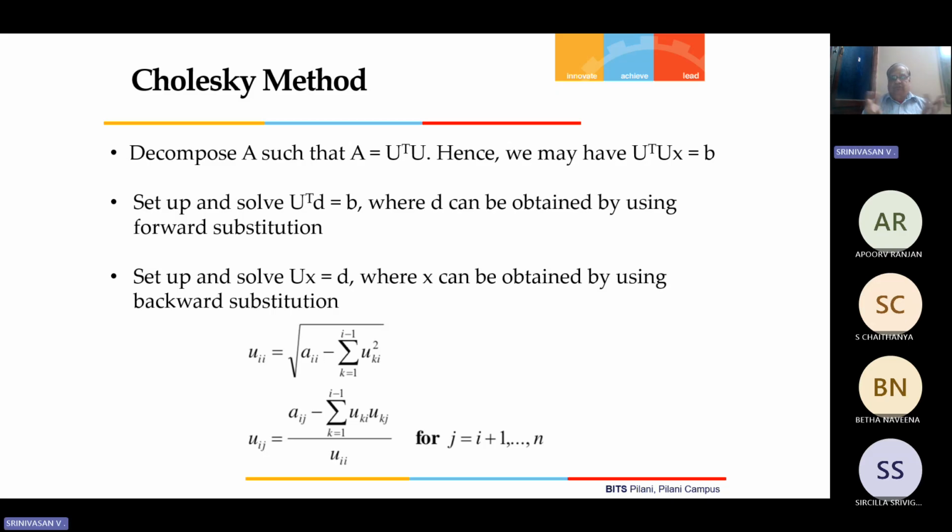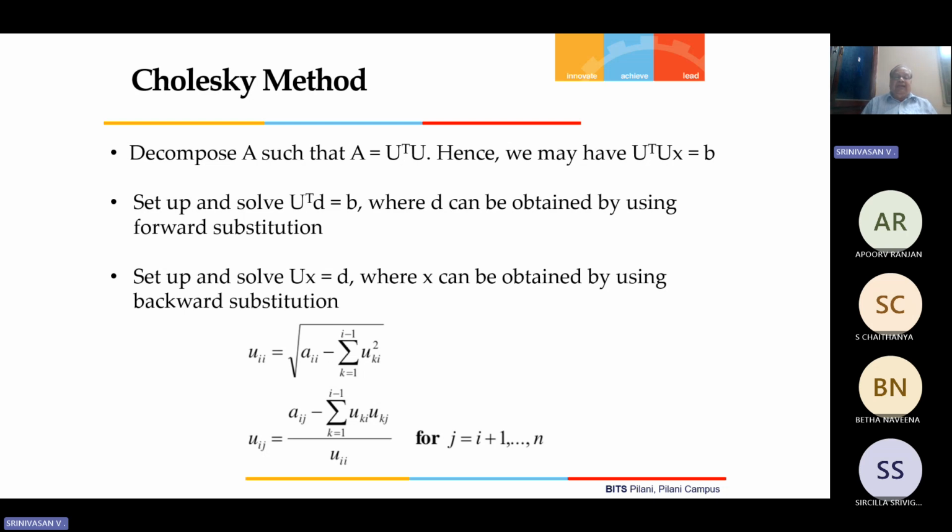The Cholesky method, as before, is given in steps. Decompose A such that A equals U transpose U. Hence we have U transpose Ux equal to B. Set up and solve U transpose Ux equal to Y, that is U transpose Y equal to B, where Y can be obtained by using forward substitution. Then set up and solve Ux equal to Y, where X can be obtained by using backward substitution. This is the step-by-step algorithm in two steps.